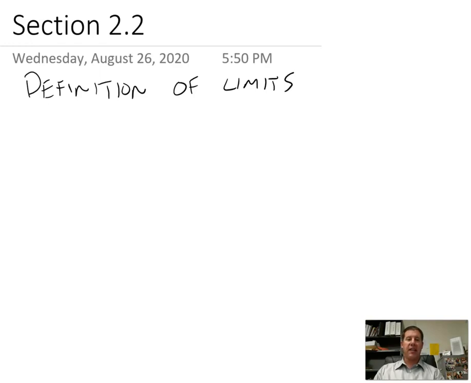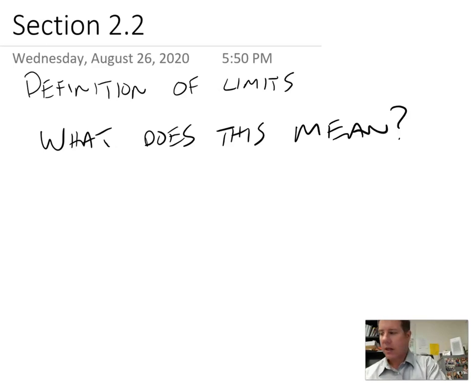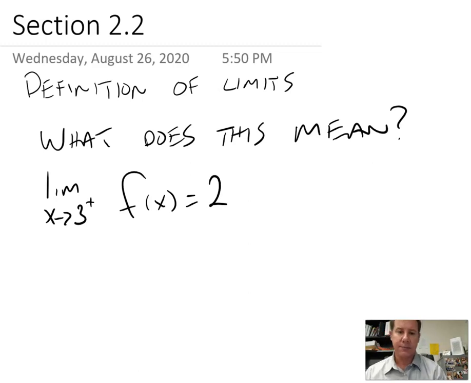Section 2.2, definition of limits. All right, here we go. We're going to try to define limits in a roundabout way here. So we're going to start with, what does this mean? The limit as x approaches 3, little plus sign right up there, of f of x equals 2.